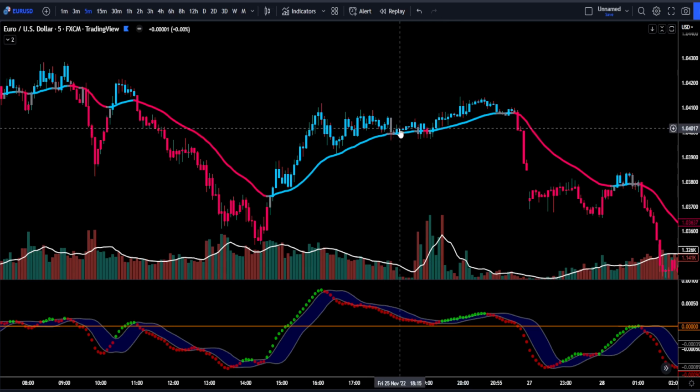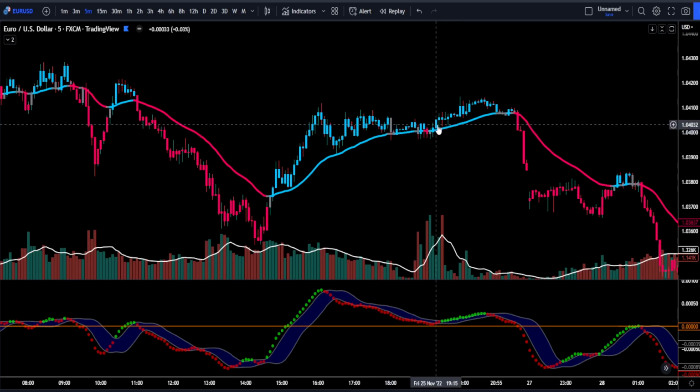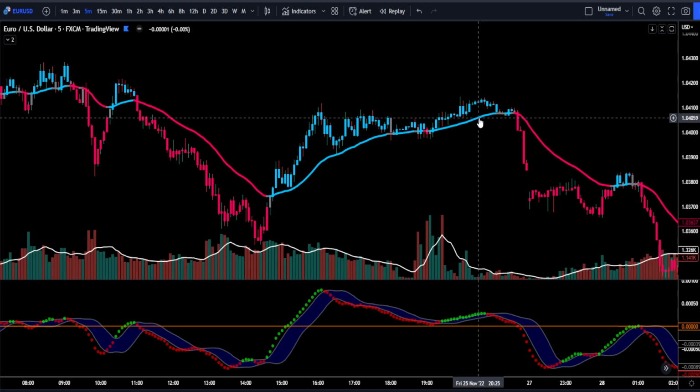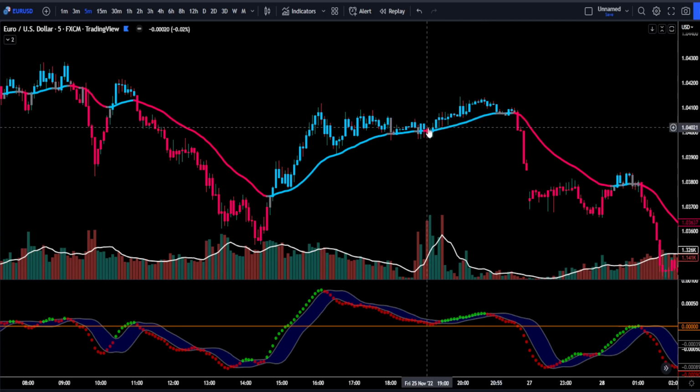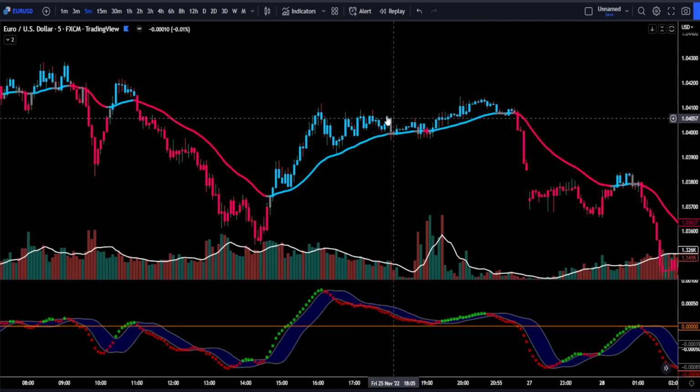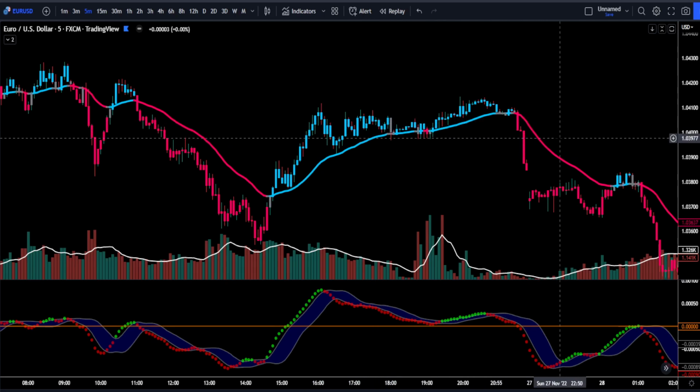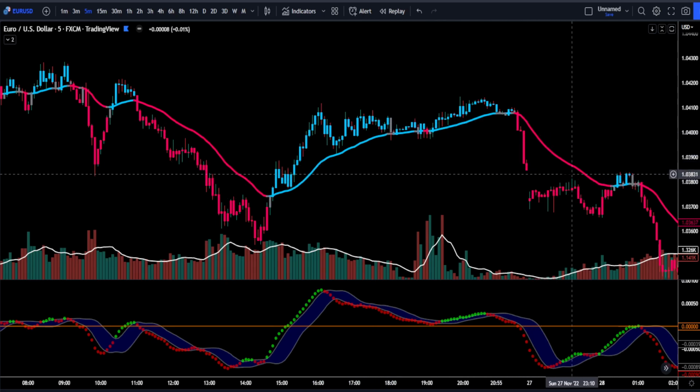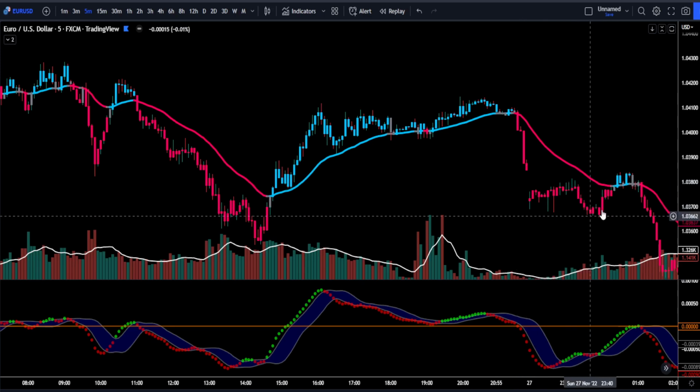This means that we will be using the SSL indicator as a confirmation indicator. We will only be looking for buy entries whenever the price action is trading above our EMA baseline, and we'll only be looking for sell entries whenever the price action is trading below our EMA baseline.